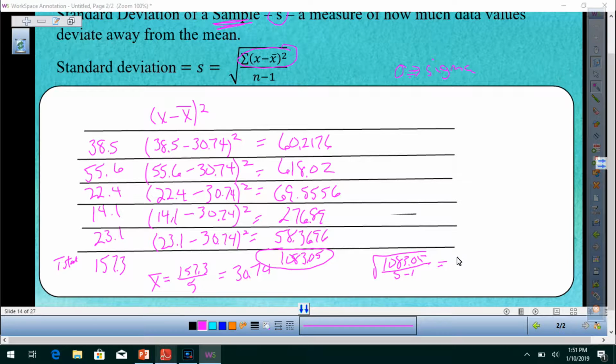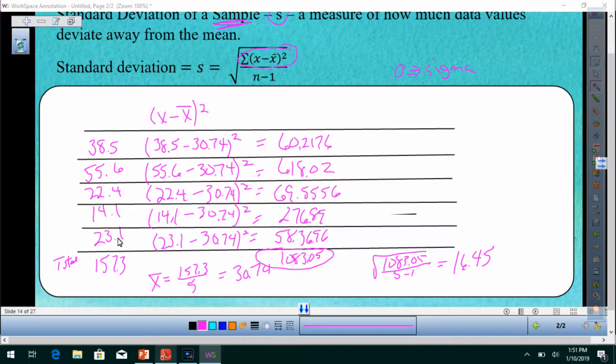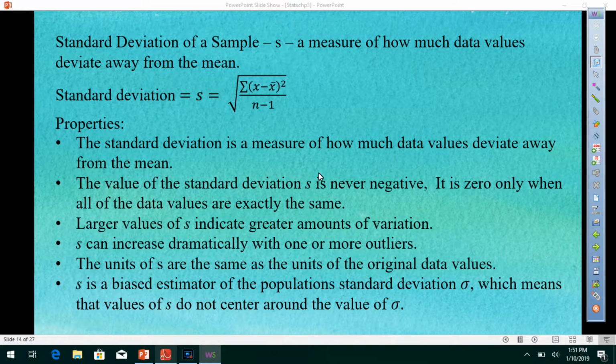16.45. Now I rounded to 2 decimal places because the data has 1 decimal place, so I want 1 more than what I had to. All right, so that's standard deviation. And yes, there's an easier way, but we'll concentrate on doing it by hand with the small numbers so we get appreciation when the calculator does it with the larger group.